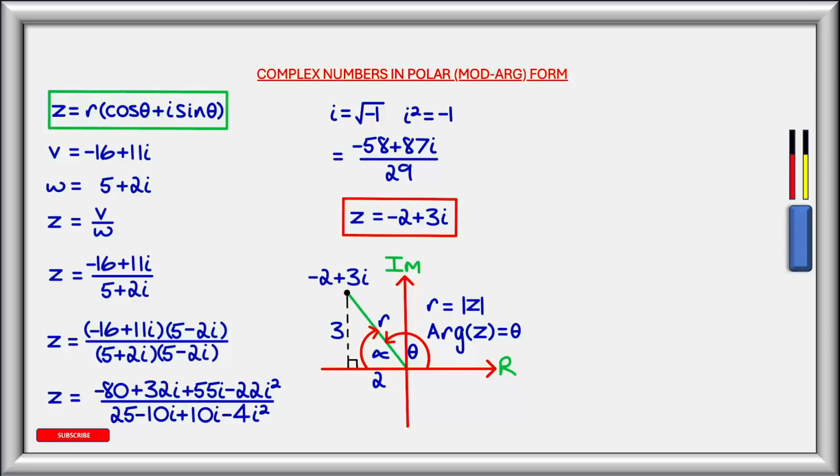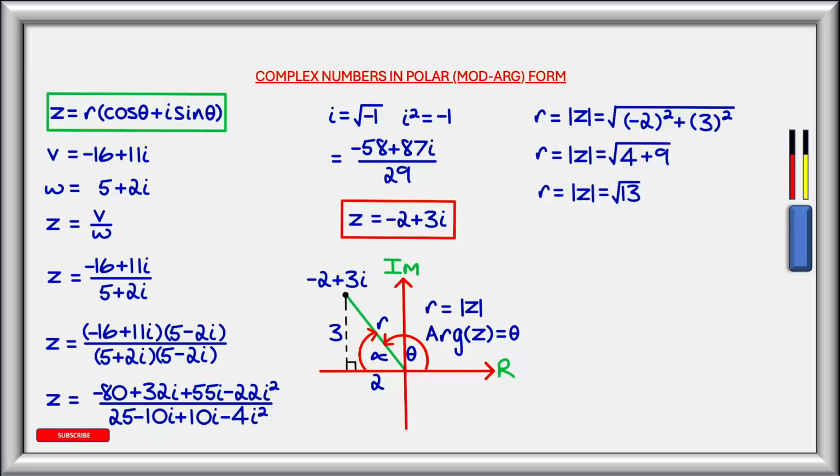And so to convert the complex number into polar form, we need to find its mod and argument. Let's start by finding the mod of z. As you can see on the Argand diagram, a right-angled triangle is formed where r is the hypotenuse and we know the length of the other two sides. So finding r is simple Pythagoras. So r, or the modulus of z, is equal to the square root of minus 2 squared plus 3 squared. And this equals the square root of 4 plus 9, which equals the square root of 13. And note here, I'm taking the positive square root.